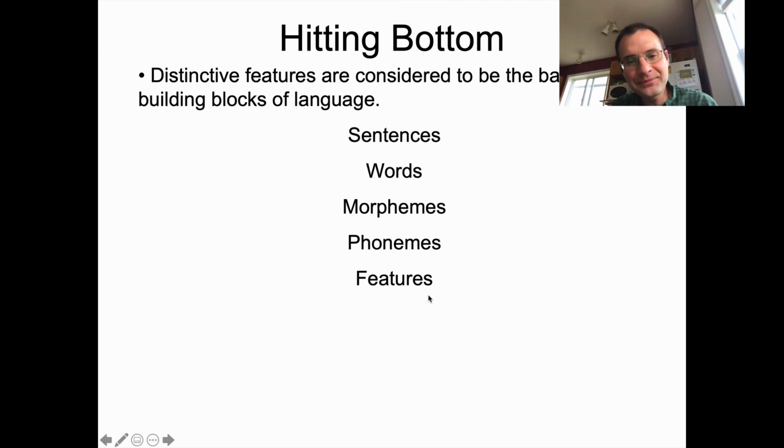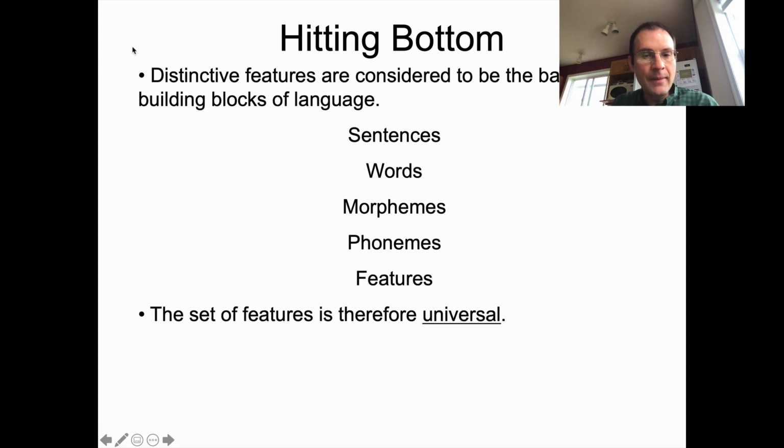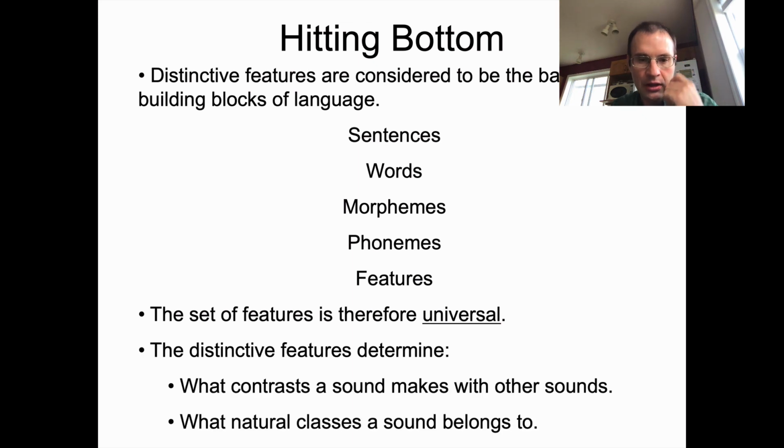But the smallest set of things that we really have to worry about in language are the distinctive features at the bottom of this. And you can't really go lower than that because this describes individual gestures that get involved in the production of a sound that contrast with other meaningful gestures in language. So because this is the basic building blocks of anything in language, this set of features is supposed to be universal, and we should be able to use it to describe any sound in any language of the world, or at least how they distinguish themselves from one another and how they function together in natural classes as well. So those are the two properties of distinctive features which make them useful.